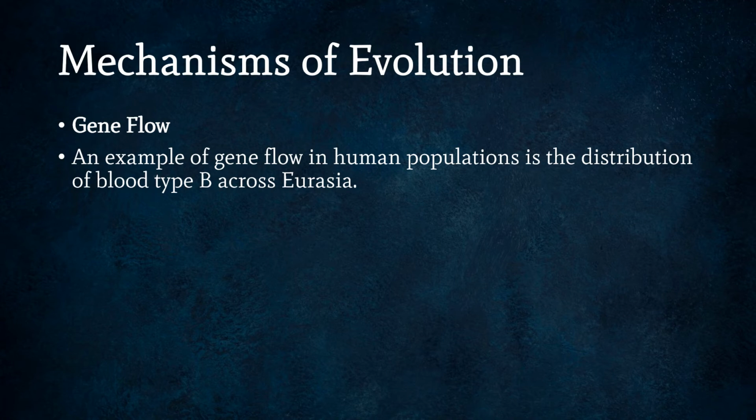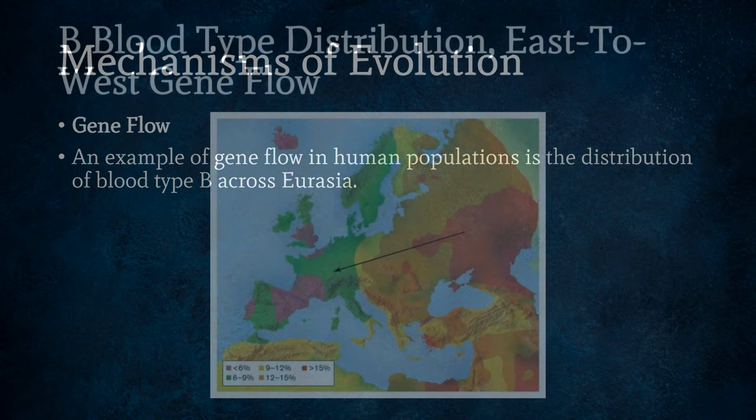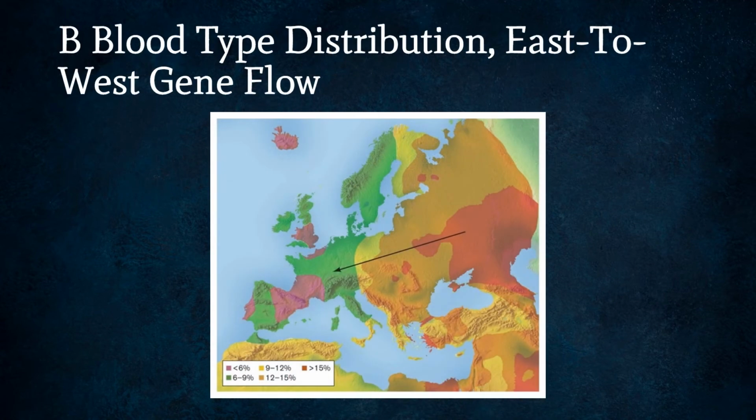This example of gene flow is different. Here you will see the B blood type represented east to west. So we're seeing a greater proportion of blood type B in the east, and as we move west, less and less proportion of blood type B. So it's being introduced from east to west and flowing into these populations and changing by adding the blood type B from, again, east to west.